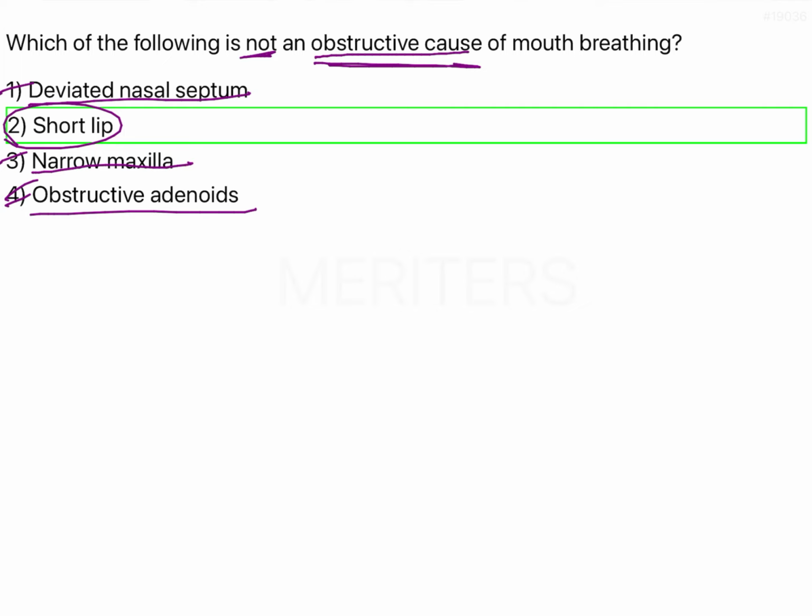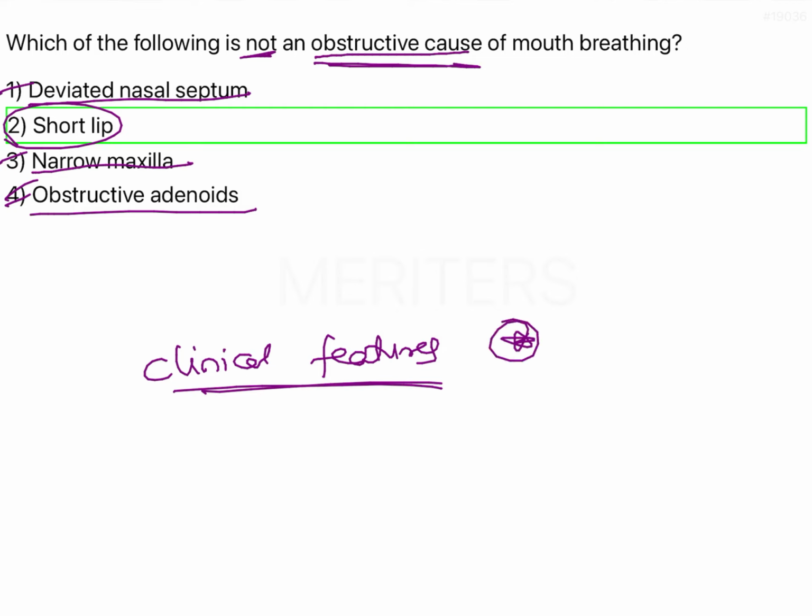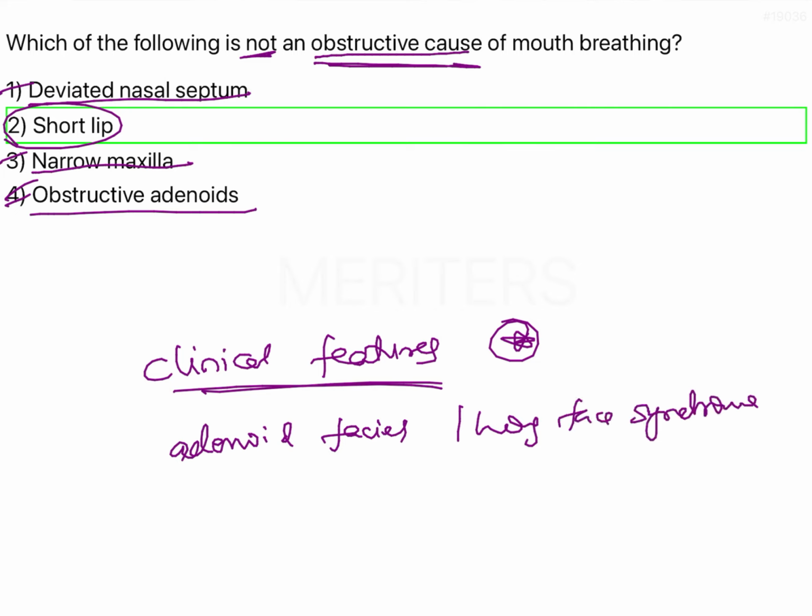Now, some of the other important features that you should know from the topic of mouth breathing are the clinical features. The clinical features of mouth breathing are very important because they are usually asked in the exam, especially the adenoid faces, or the long face syndrome. This is commonly asked in the exam. They could also ask you this as an image based question, where they give you the image of a person with adenoid faces and ask you to identify the habit that is seen in this patient.